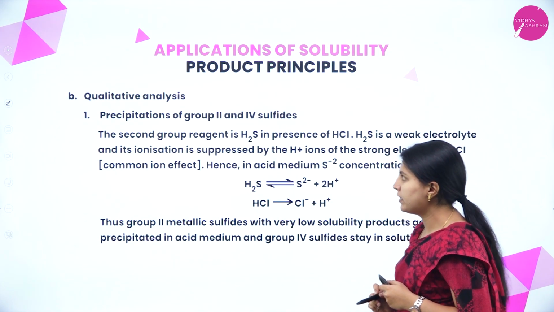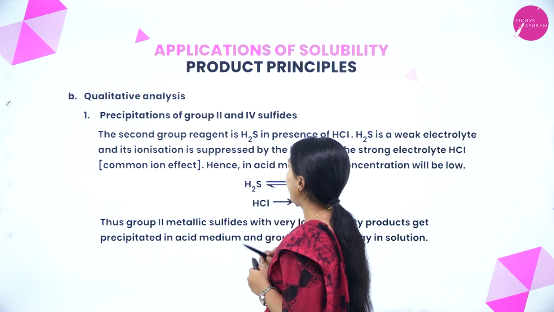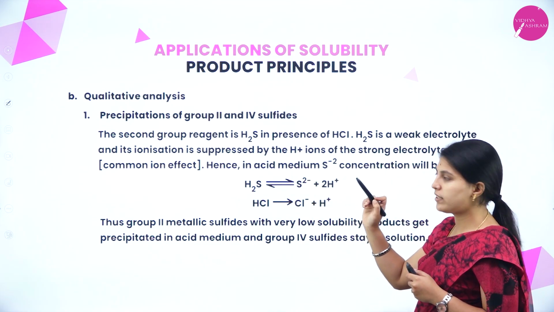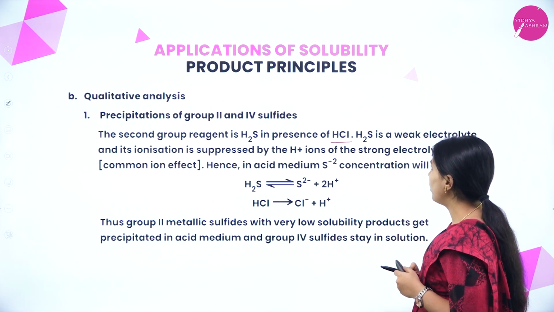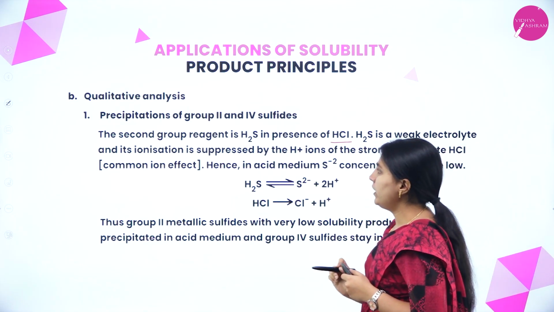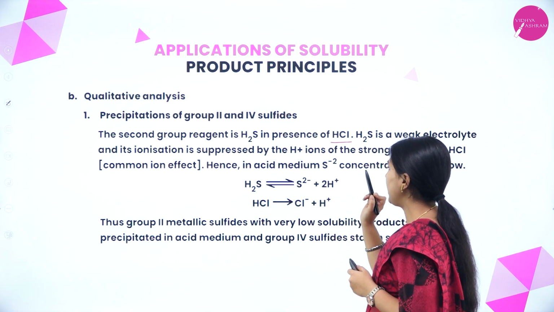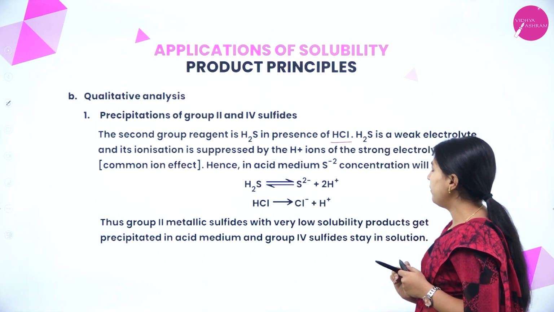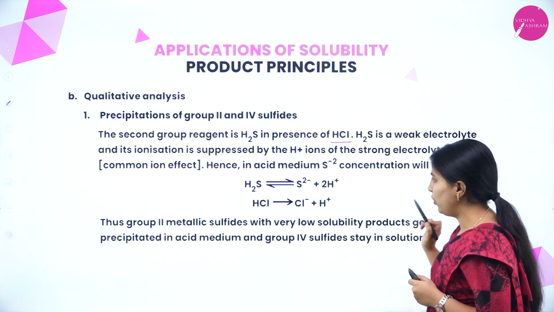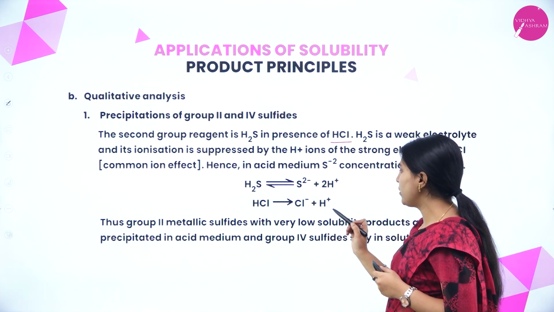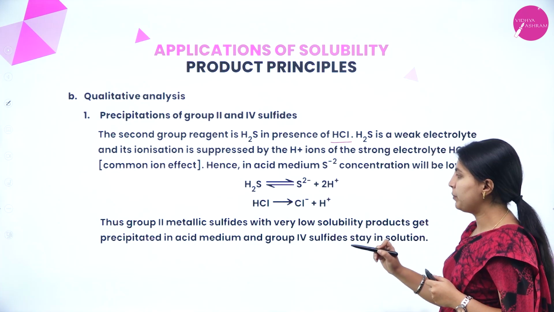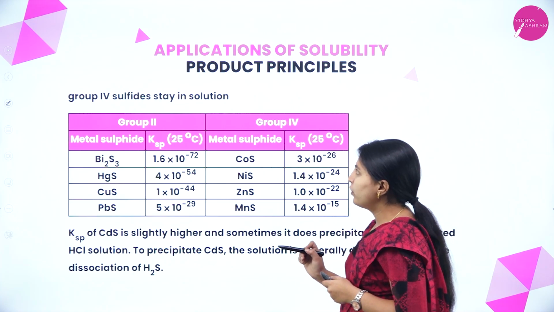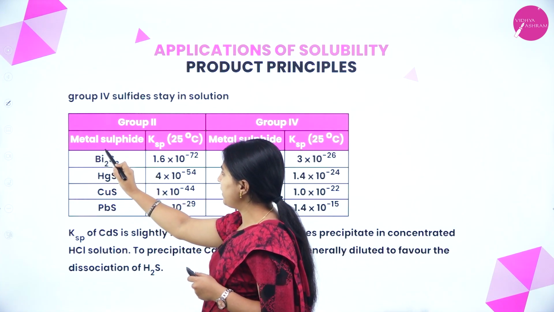Next, qualitative analysis. Precipitation of group 2 and 4 sulfides. The group 2 reagent is H2S, hydrogen sulfide, in presence of hydrochloric acid. H2S is a weak electrolyte and its ionization is suppressed by the H plus ions of the strong electrolyte HCl. Hence, in acidic medium, S2 minus concentration will be low. Thus, group 2 metallic sulfides with very low solubility products get precipitated in acidic medium and group 4 sulfides stay in the solution.